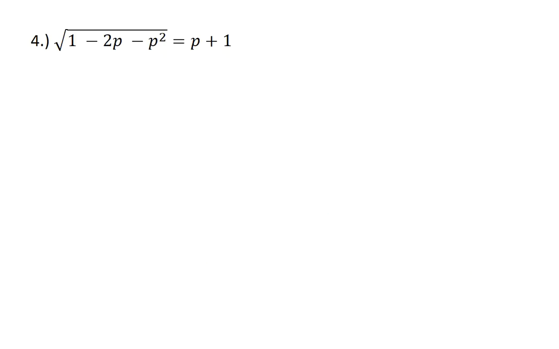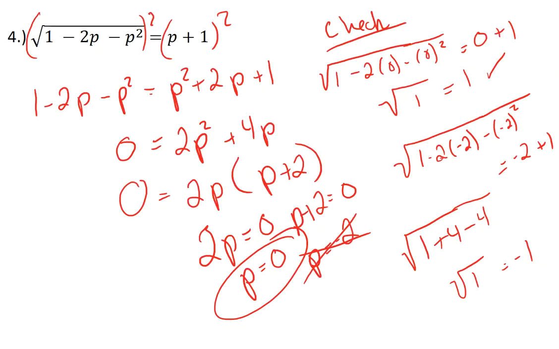Go ahead and copy down number 4 and pause the video and see what you get for the answer. When you're done, unpause it to see if it matches. You should get p equals 0 for your answer. Negative 2 ends up being an extraneous solution.